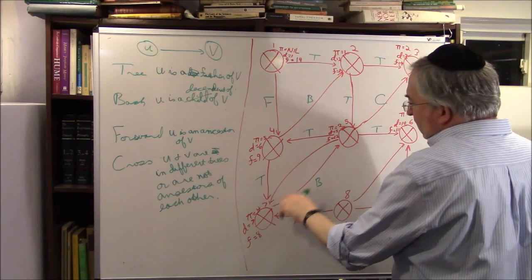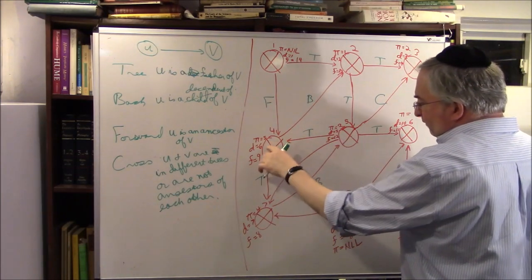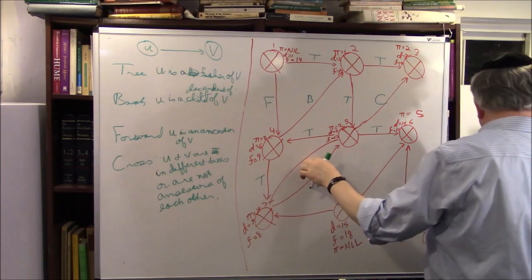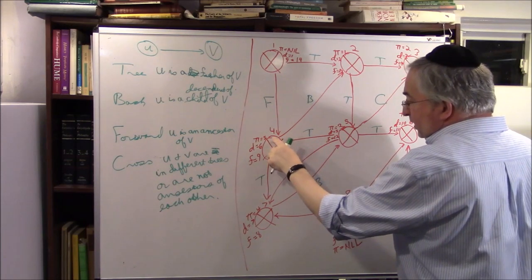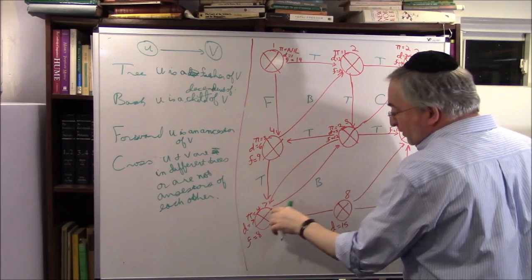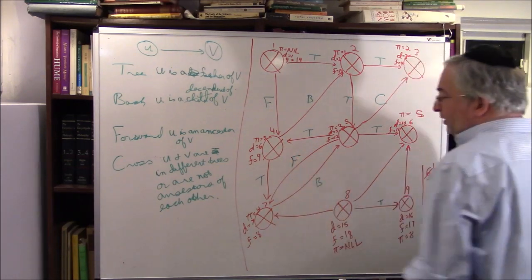Let's do this. He is a father of him. This is a forward edge. He's a father of him, so he is looking down at his grandson, so that's forward.